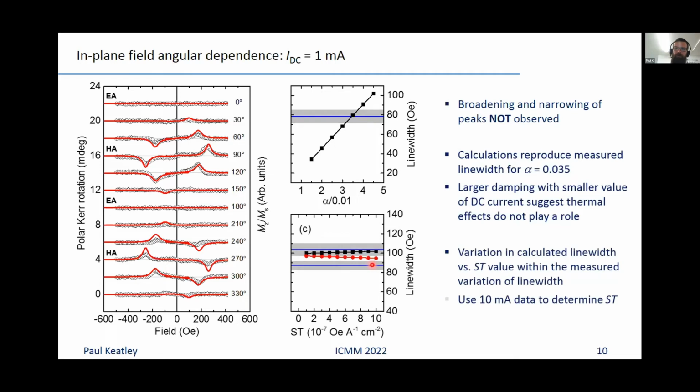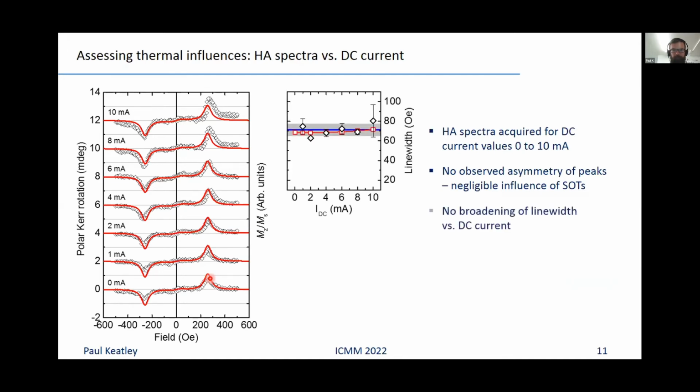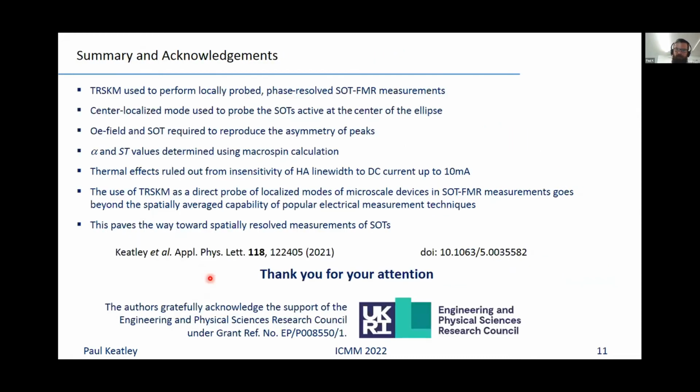If you try to vary the spin torque parameter in the calculations and compare them to the experiment, we find that the variation in spin torque parameter from the calculations is less than the uncertainty in the experiment. So we can't infer anything from those calculations and measurements. But a measurement of the line width as a function of DC current on the hard axis confirms that there's no discernible broadening of the resonance peaks as you increase the DC current. It remains within the uncertainty. So that suggests there's no thermal effects.